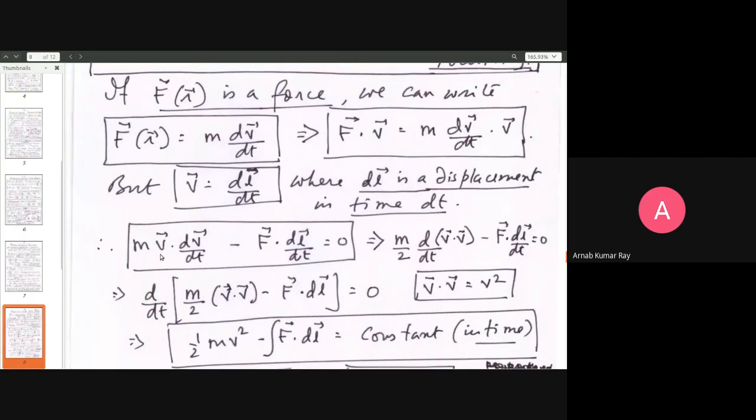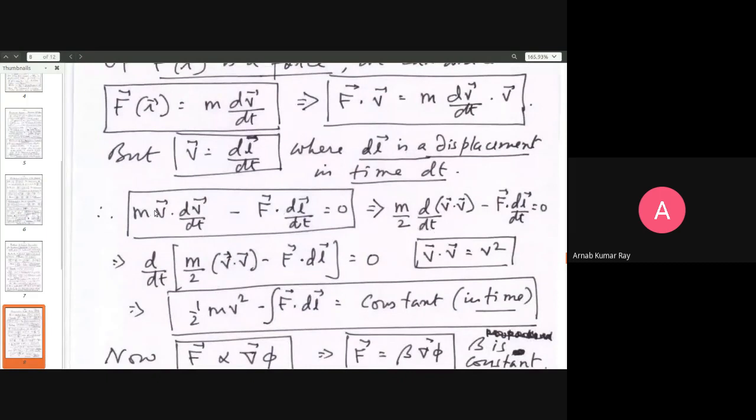Okay. So m v dot dv/dt on the left-hand side. It doesn't matter in what order you take dv/dt dot v or v dot dv/dt. So that is equal to F dot v, but I'm taking the F dot v to the same side, so it is minus F dot v, where v is now dl/dt, is equal to 0. Okay. Now let us see the first part. The first part is m v dot dv/dt, which I can write as m/2 d/dt of v dot v.